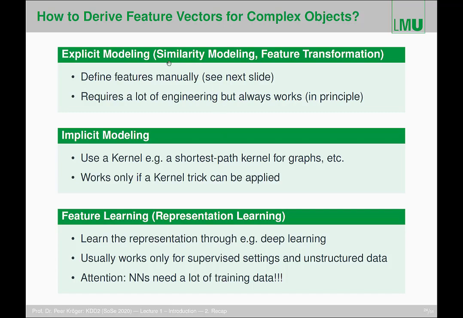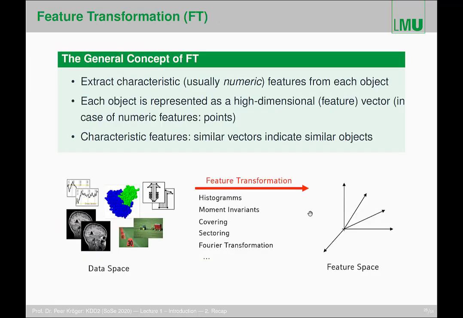Very often it is still very good to do the explicit modeling, the explicit feature transformation. And this is how it has been done from day one in machine learning, so to say, and it's still very often done today, even though we have these deep learning approaches. So that's why we have a closer look at these feature transformations.